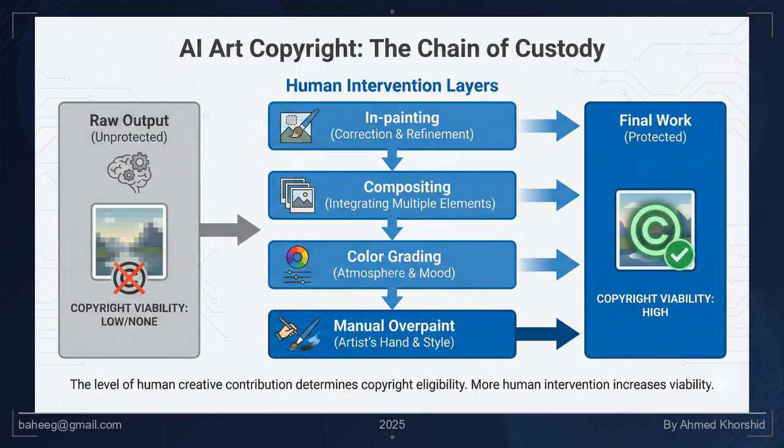Figure, flowchart diagram illustrating the chain of custody for AI art. Left side shows raw output, unprotected. Right side shows human intervention layers including in-painting, compositing, color grading, and manual overpaint. Arrows indicate that copyright viability increases as more human steps are added. Style, clean, corporate infographic, vector style, blue and gray color scheme.